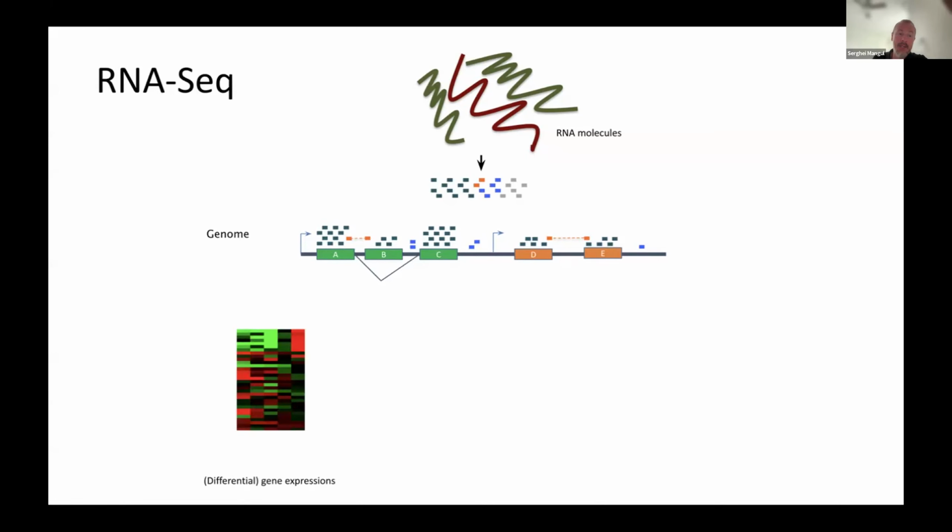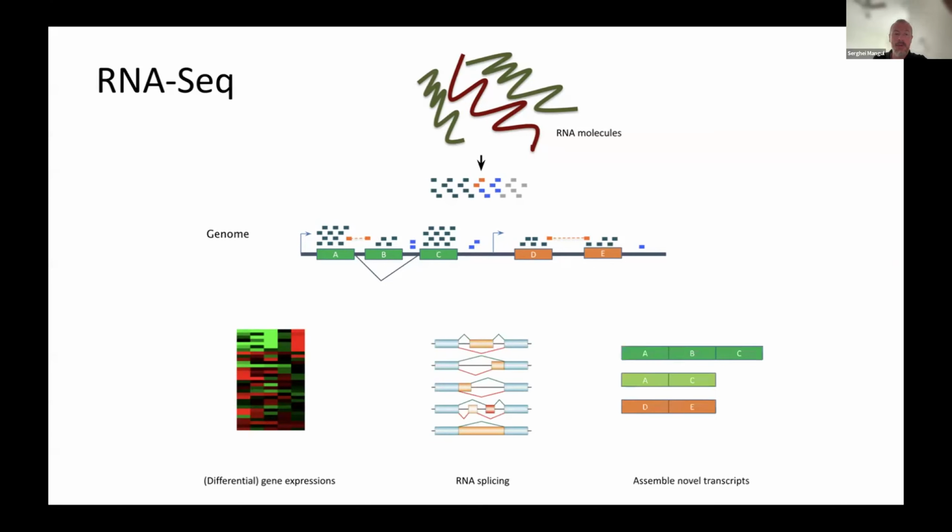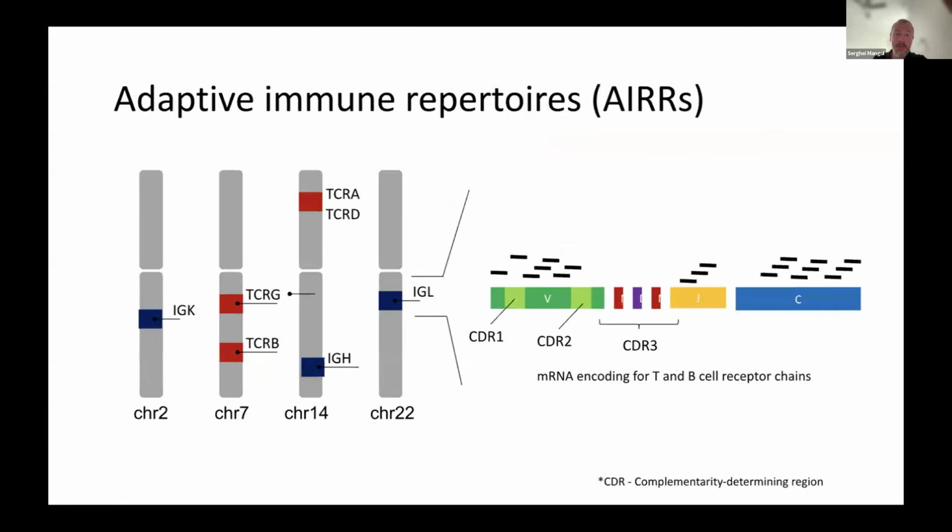And having that information, you can look at the differentially expressed genes across conditions and diseases. You can study the RNA structure. You can assemble novel transcripts. But what is common between these? You're never looking at the reads which are in gray, the unmapped reads, and you will literally throw them in the trash bin. So we would like to use those reads to study the adaptive immunity.